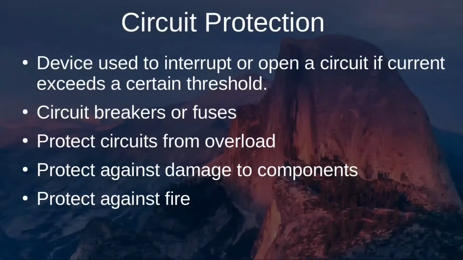Circuit protection is very important. It's essentially a device used to interrupt or open a circuit if a current exceeds a certain threshold. So if there's too much current flowing through a circuit, this will interrupt the flow of electricity. Circuit breakers are an example, fuses are an example, and they're there to protect circuits from overload. They're there to protect circuits from getting damaged by an excess of current, and they're also there to protect you and protect against fire.